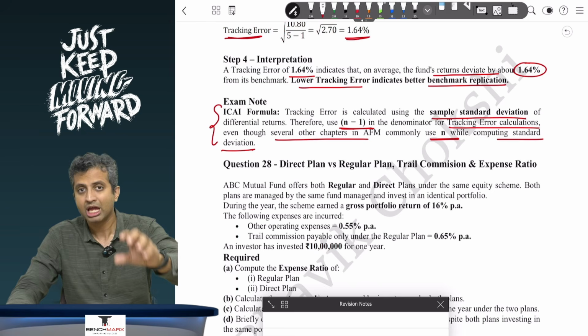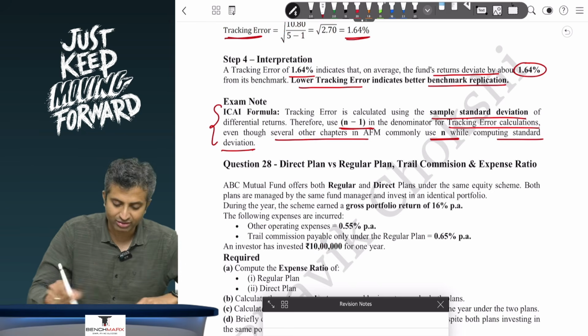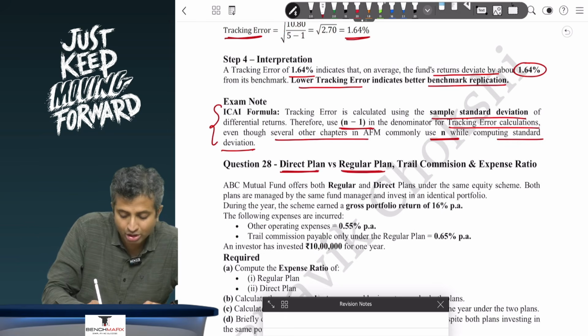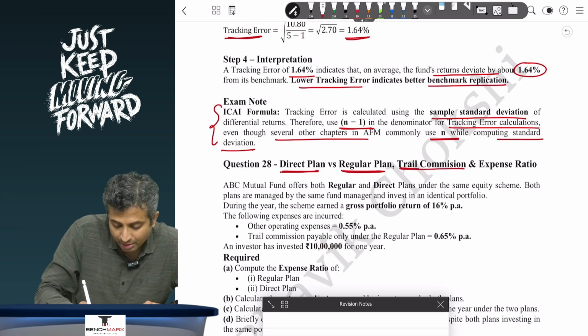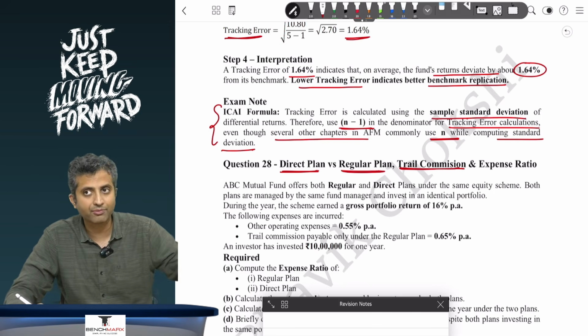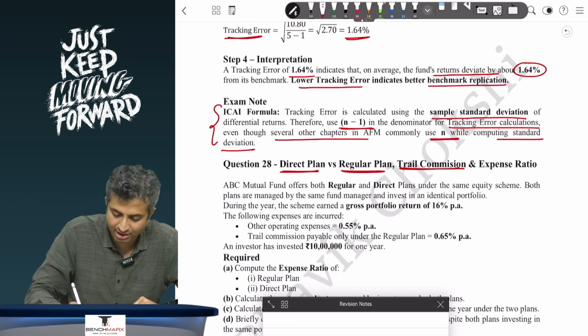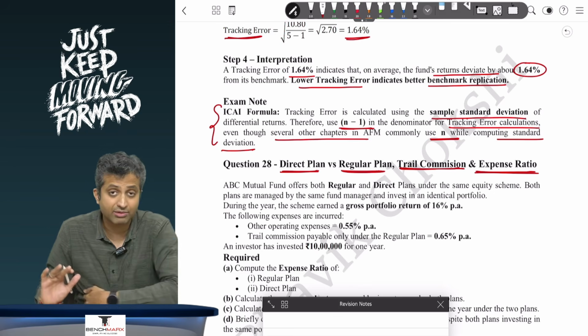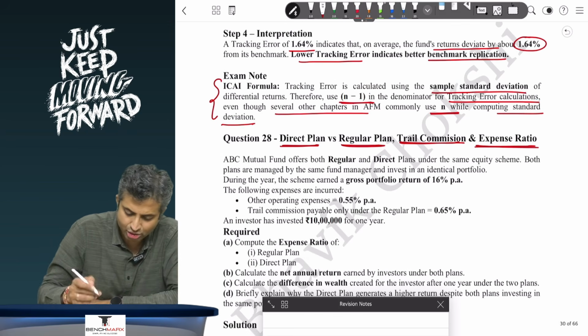For the time being, we will try to see these concepts of a direct plan, where there is no trail commission or no distributor involved, versus regular plan. Trail commission is a commission paid to a distributor who is helping the fund in raising, let's say, capital, and expense ratio is your total expenses divided by the assets which the mutual fund has.